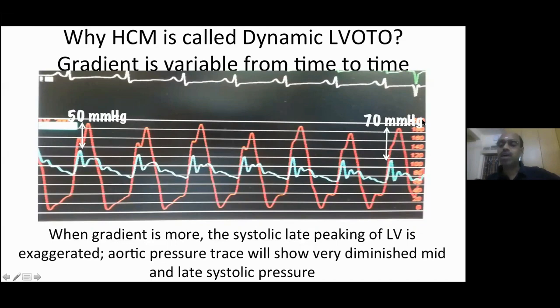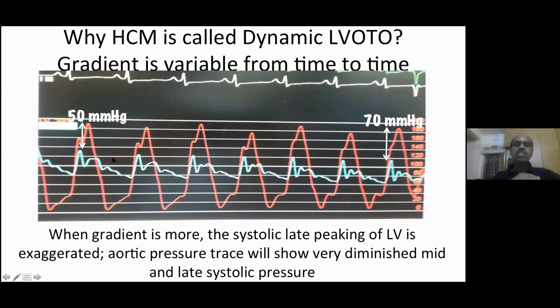The reason why it is called dynamic LVOTO is because the LVOT gradient keeps fluctuating from time to time. You keep watching this pressure trace. The left ventricular outflow tract gradient is 2.5 squares, that is 50 millimeters of mercury here, and it is 70 millimeters of mercury here. It is 3.5 squares. What actually happened between this and this?